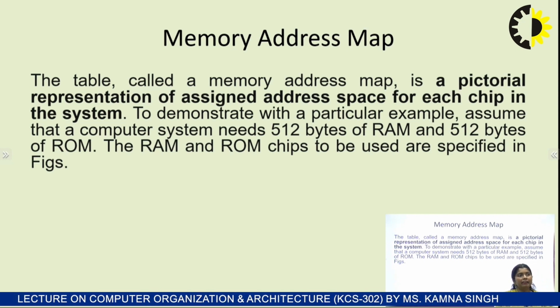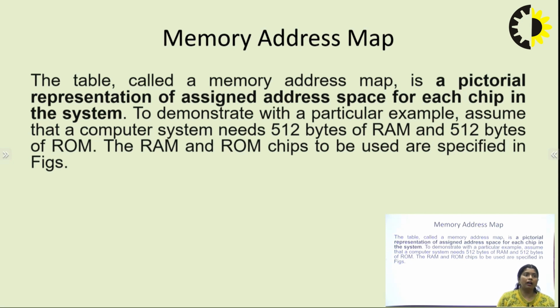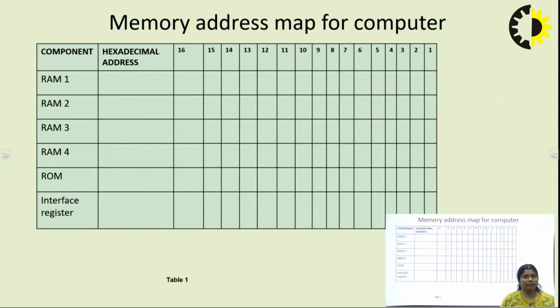The memory address map is actually the pictorial representation of the assigned address space. Whatever the chip address is, we know that the capacity of the RAM is 128 cross 8, but actually the range of addresses can be defined in terms of the memory address map. When we are going to create the memory address map, there are some components. In this particular example, we have 4 RAMs. That's why we have written here RAM 1, 2, 3, 4, and there is 1 ROM.